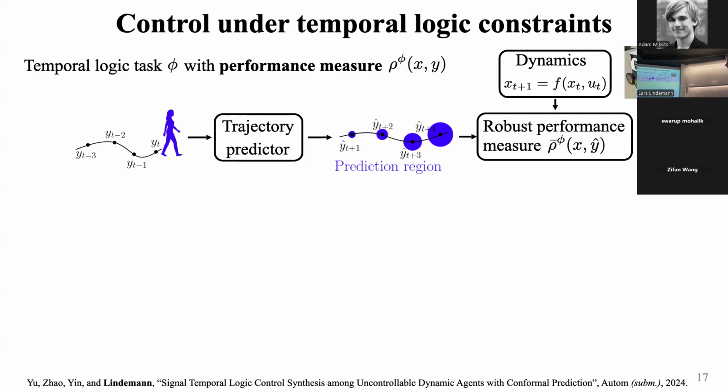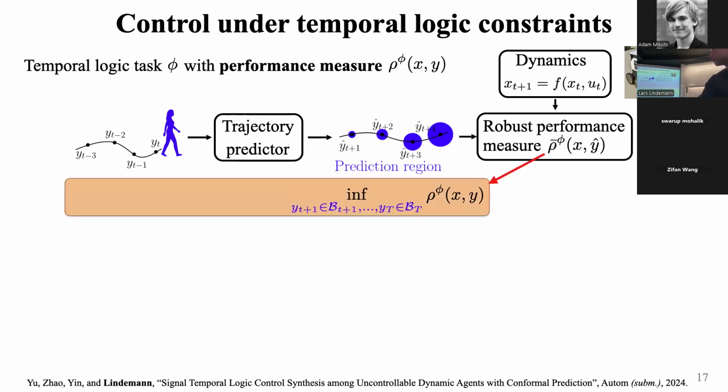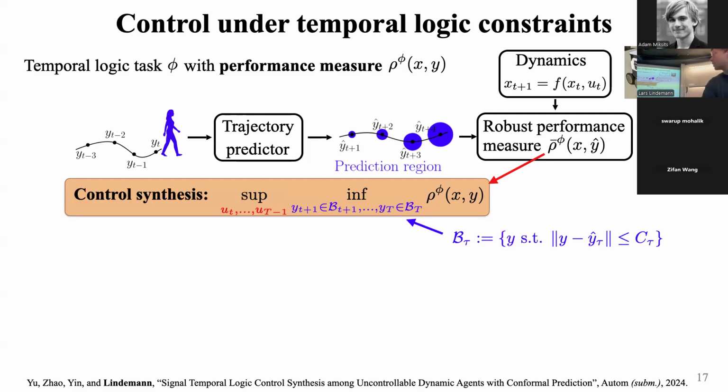What we're doing here is computing a robust performance measure, rho bar of phi, that is evaluated over our prediction. Specifically, we're computing the worst case performance that we can obtain over all the states in our prediction regions, okay? And then we're optimizing over these. We're trying to maximize this worst case, or robust, performance measure by picking control inputs correspondingly.